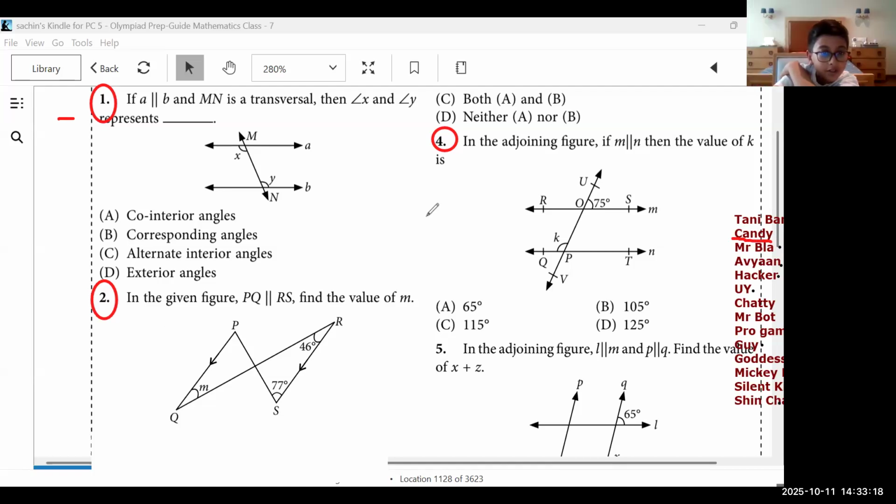Sir, where are the options of two? There are no options given for 2.